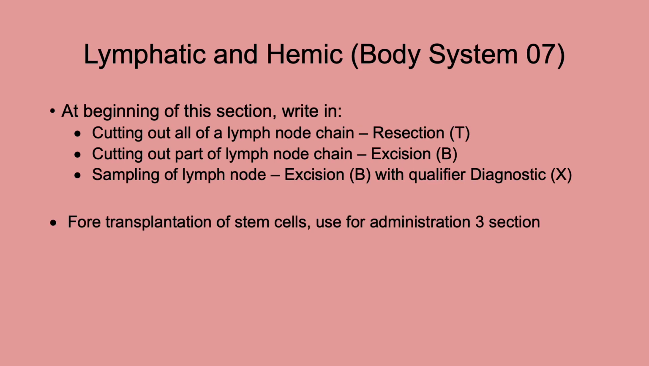Okay, let's move on to the lymphatic and hemic system 07. At the beginning of this section, write in: cutting out all of a lymph node chain is a resection. Cutting out part of a lymph node chain is an excision. Sampling of lymph node chains, use an excision with qualifier diagnostic X. Also write in: for transplantation of stem cells, use the administration section 3, not this section, not a transplantation code. The guidelines say this should be under administration.